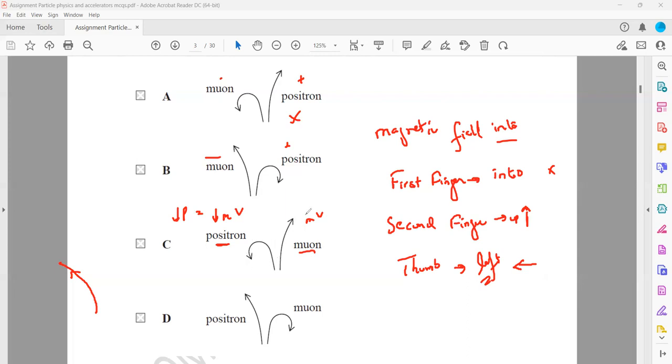Whereas a muon has a high mass, as a result, it will have more momentum. Greater momentum means greater radius of the curved path, or it deviates less in a magnetic field. That's why option C is the valid answer.